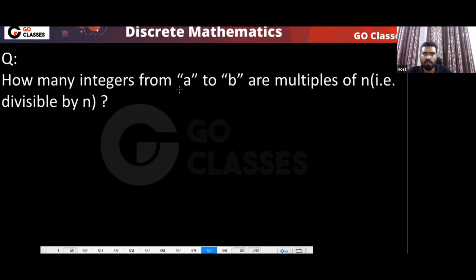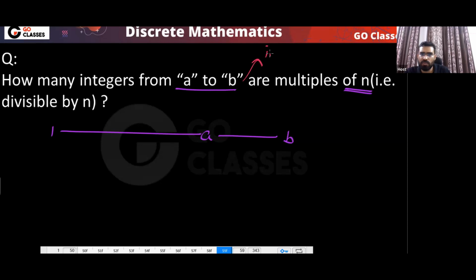Is this clear? From A to B, how will you find it? I don't want to get into aptitude. Don't get into aptitude. Apply some smart method. From A to B, how many numbers are multiples of n? This is very easy. Let us assume from A to B. You already know this is your 1. Somewhere you have A, somewhere you have B, inclusive.